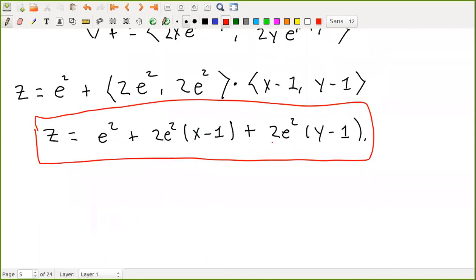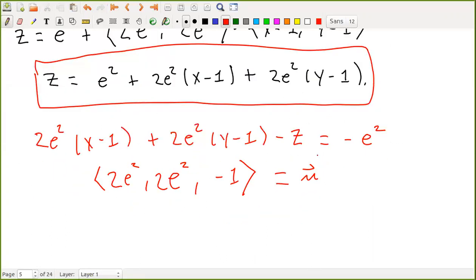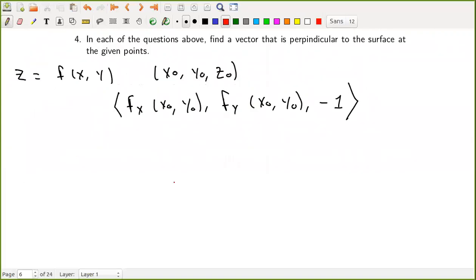Okay, well, if we write this in the standard form for a plane, it becomes 2e squared times x minus 1, plus 2e squared times y minus 1, minus z, is equal to minus e squared. And so a normal vector for this plane is 2e squared, 2e squared, minus 1. So this vector is normal to this plane, so it's perpendicular to the plane. That also means it's perpendicular to the surface at the point 1, 1, e squared. But notice that this is just the x derivative of f evaluated at 1, 1, and this is the y derivative of f evaluated at 1, 1. So that's where this formula comes from.